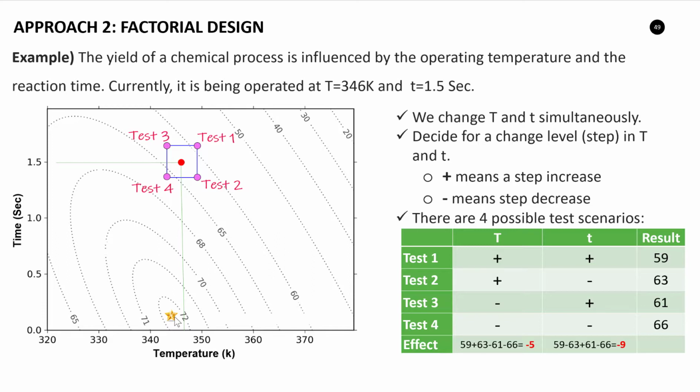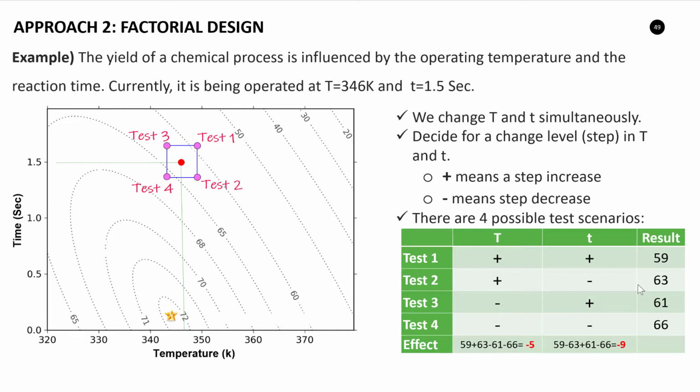In a factorial design, we change parameters simultaneously. We decide for a level the steps that we need to increase or decrease, and we form this table, and this is a table with plus and minus signs. It's called a DOE table. We conduct a test at each test or treatment. We can call them treatments. Like test 1 is treatment 1, which is temperature increase, time increase. Test 2 is treatment 2, plus minus.